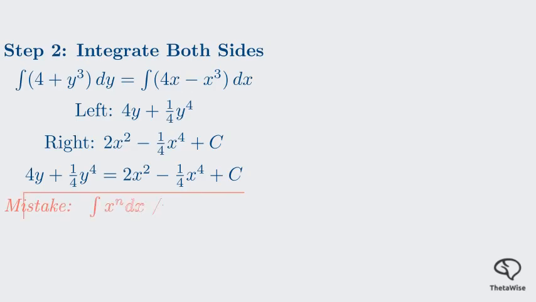A common pitfall here is power rule errors. Make sure you are dividing by the new exponent. For example, x cubed becomes x to the 4th divided by 4, not multiplied by 4.